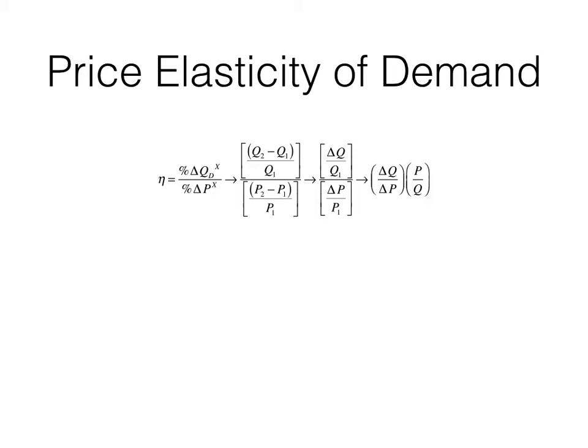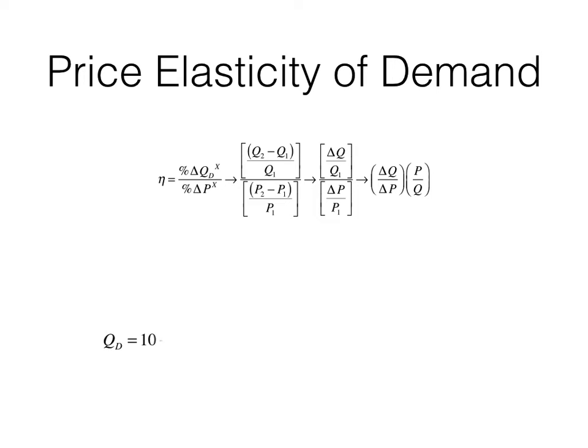I'm going to substitute that Q2 minus Q1 with delta Q, which simply says the change in quantity divided by quantity, and substitute P2 minus P1 with delta P, which is simply the change in price. And we can see change in quantity divided by the change in price over price. And I can bring that denominator up, and we have the change in quantity with respect to a change in price times price over quantity is the formula for my point elasticity of demand.